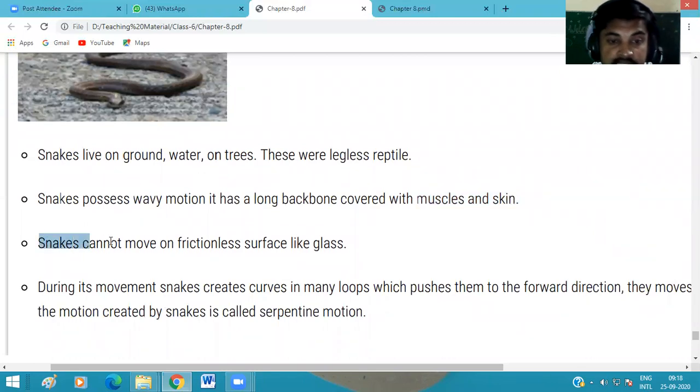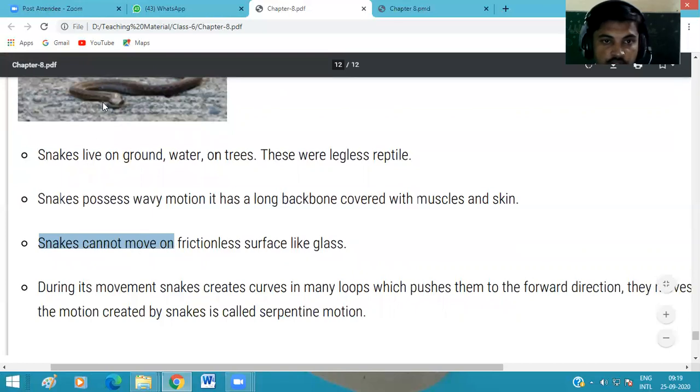Snakes cannot move on a frictionless surface like glass. If we put a snake on the glass, it does not move. They are not able to move on the glass because it is a frictionless, smooth surface. Why? Because the lower surface of a snake is also smooth.